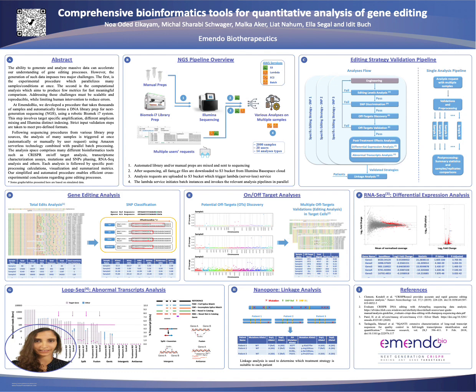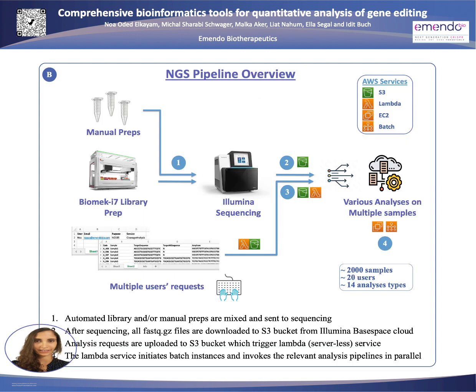Here in this poster, we give an overview of the NGS analysis pipeline. Section B describes the flow from the biological samples on the bench to the final analysis results and conclusions on the cloud. In Section C, we describe the general flow of each analysis, the type of analysis we give support for, and how these analyses are aligned with the editing strategy validation pipeline. In the other 5 sections, D to H, we show output examples for each analysis. Let's start with the NGS pipeline.